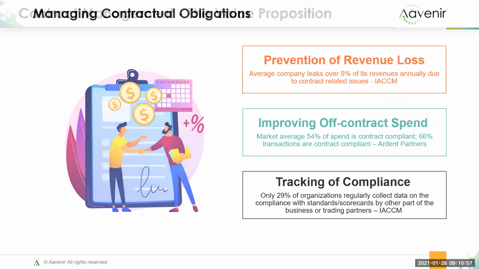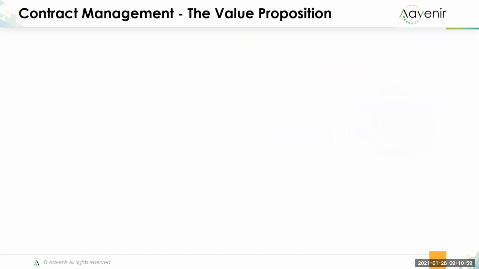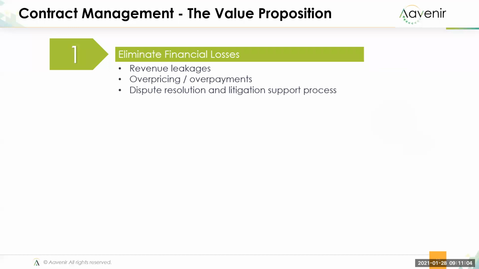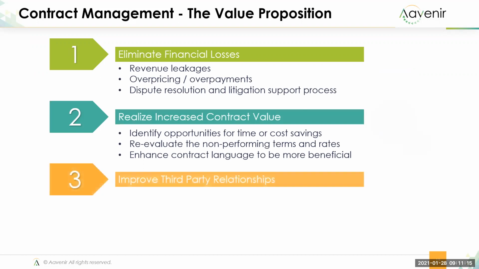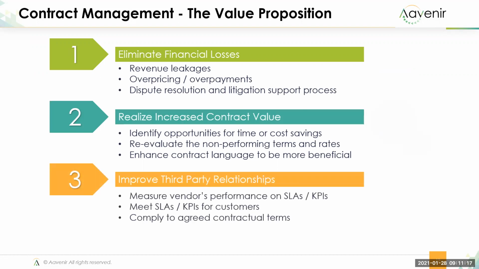So we talked about some of the challenges that organizations face within managing contracts in general. Let's just summarize the high level value proposition. It really comes in three key buckets. One is eliminating financial losses. Another is realizing greater value from your agreements. And third is improving third-party relationships with your vendors, with your customers, with your partners, simply enough by ensuring that you always hold up your end of the bargain.